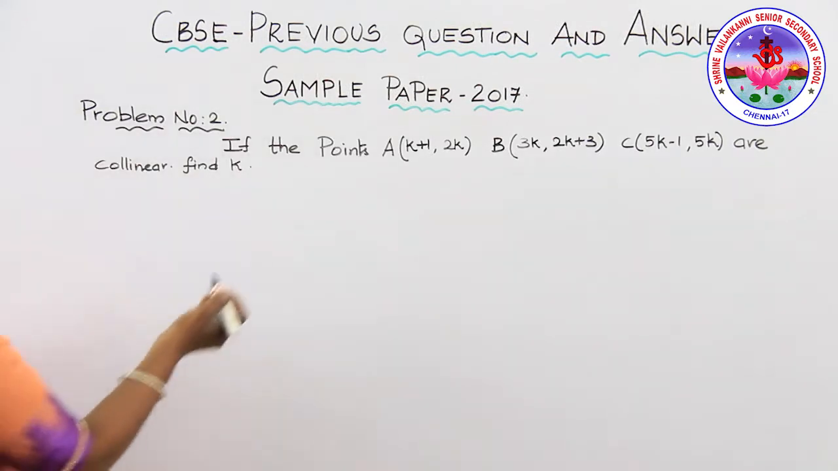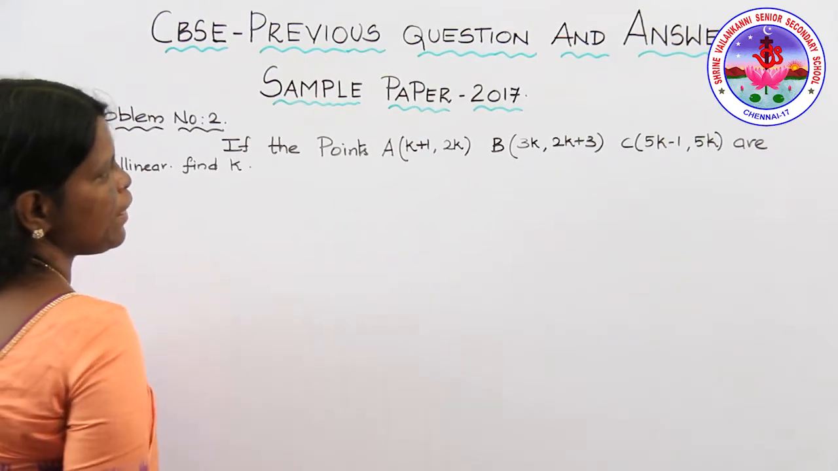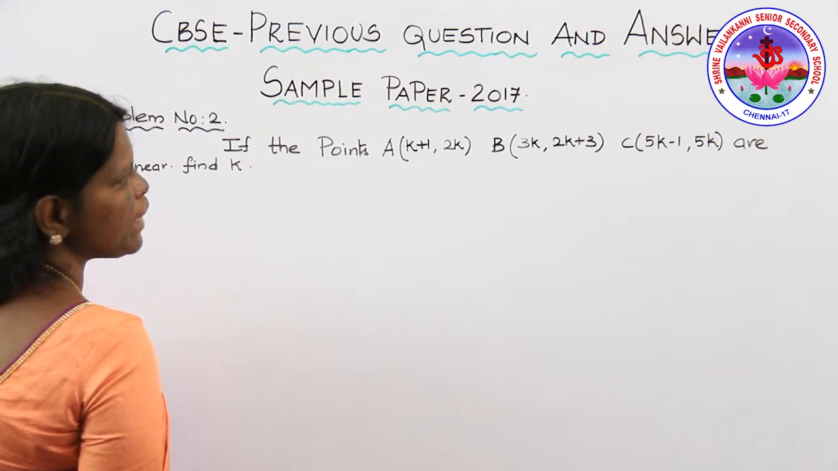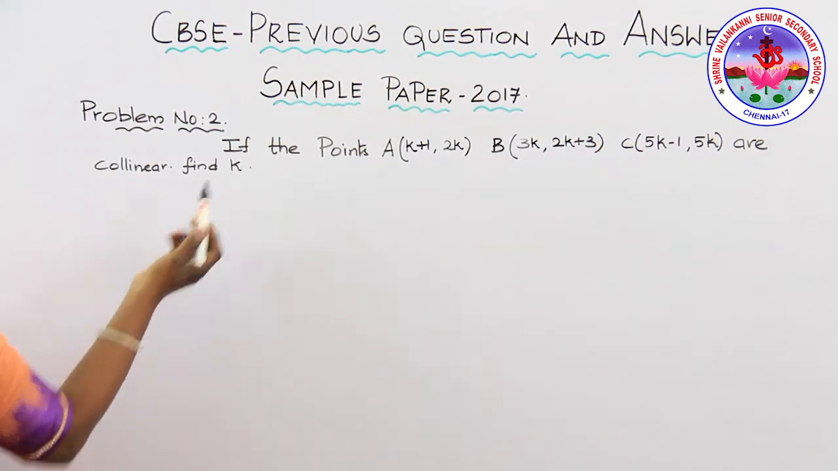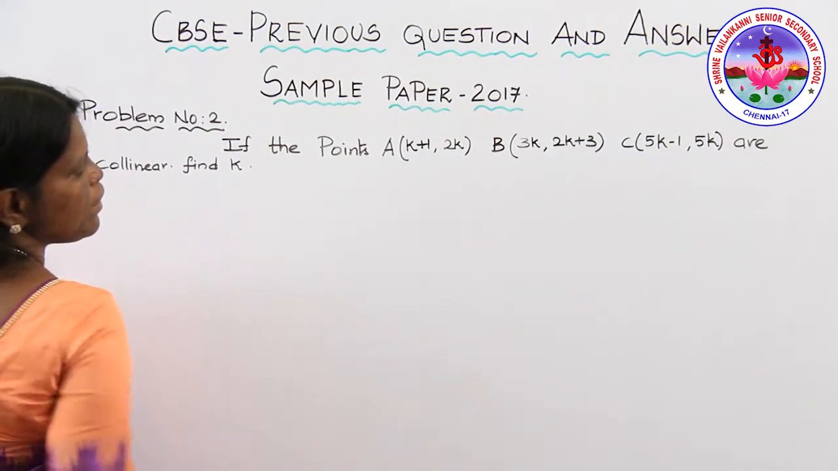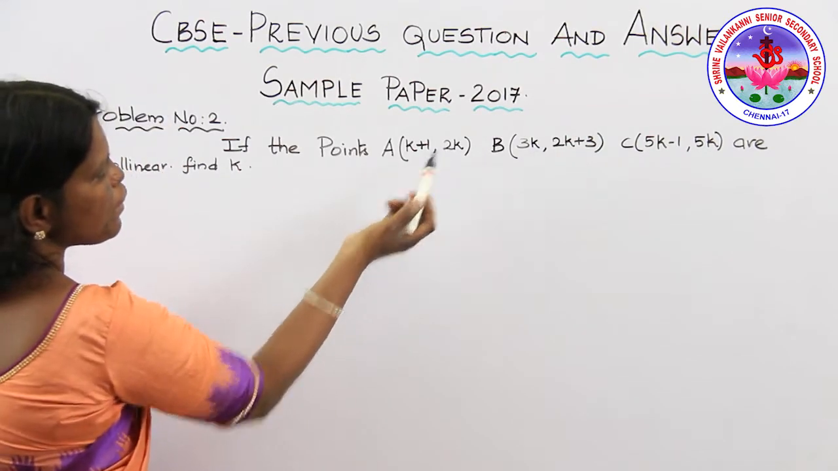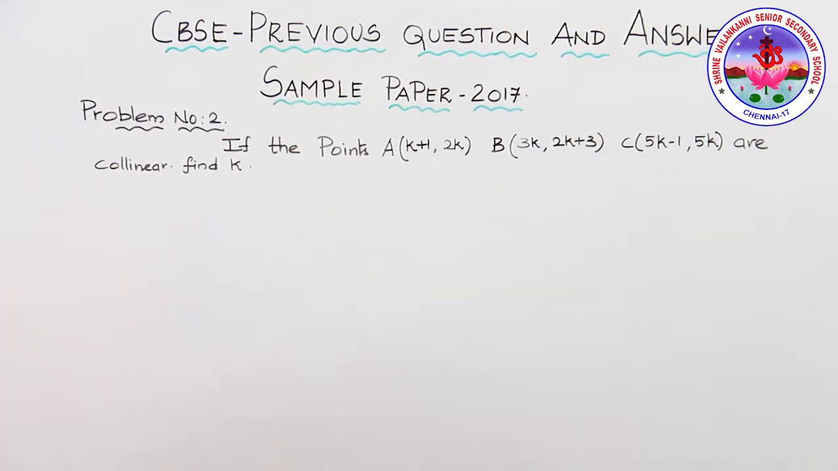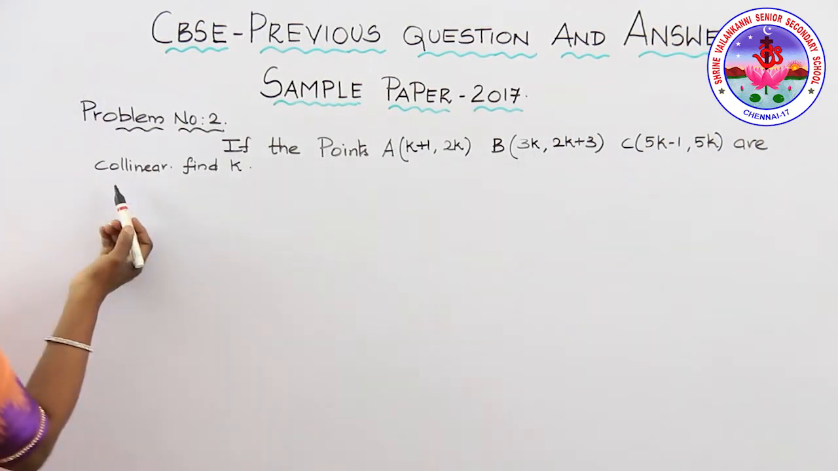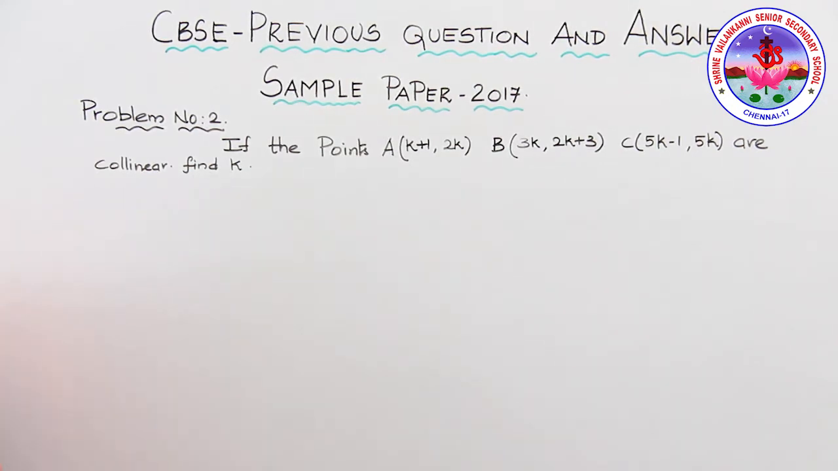Second problem: if the points A (k plus 1, 2k), B (3k, 2k plus 3), C (5k minus 1, 5k) are collinear, find k. Since he is talking about the points x and y, that is an ordered pair, where it denotes the x coordinate and y coordinate, it belongs to coordinate geometry. So he has given the points A, B, C, which are collinear, and you need to find the value of k.